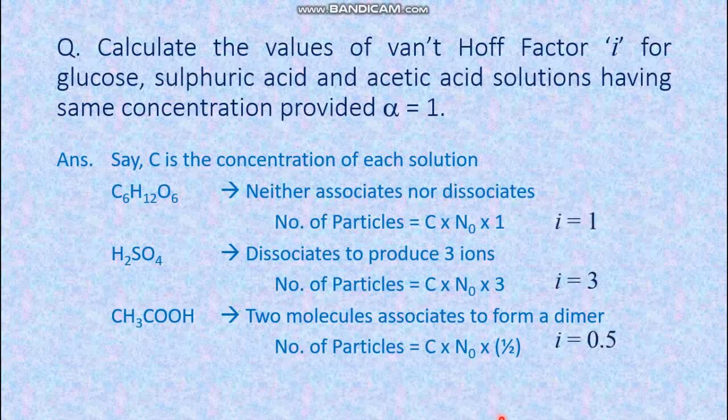The values of i should be, in the first case, i is 1. That is, the experimental value is completely in agreement with the calculated value, whereas this is 3 times higher, and this is actually half times. Okay, that means the value lowers.